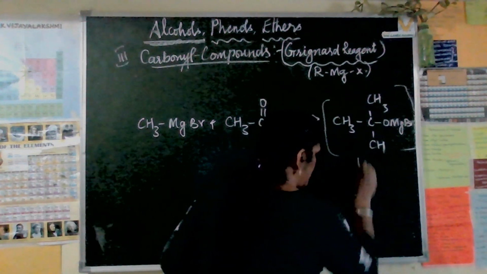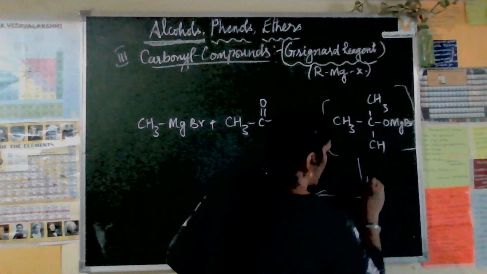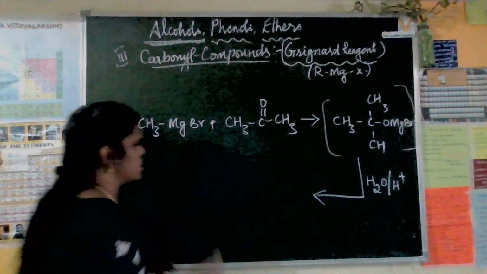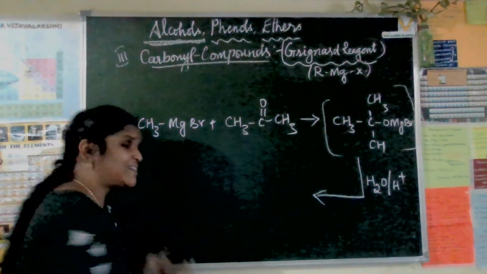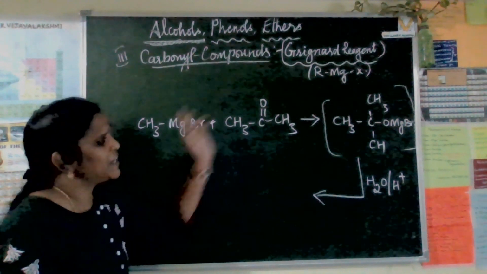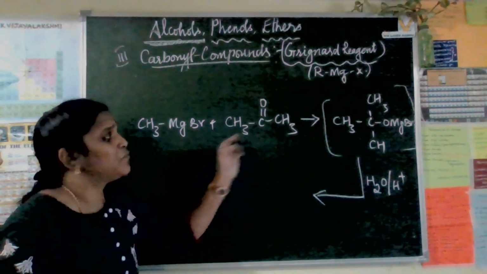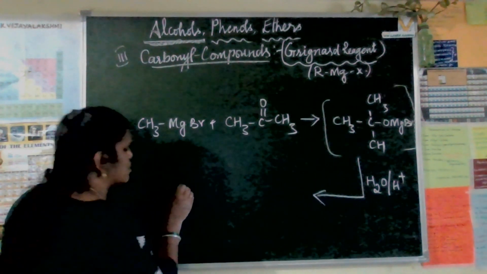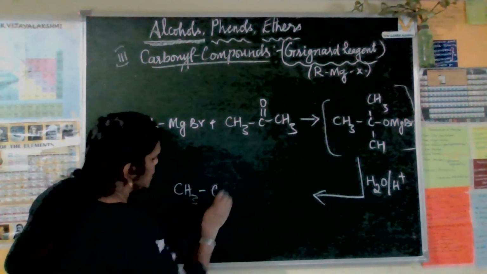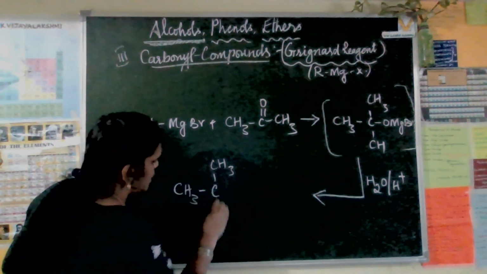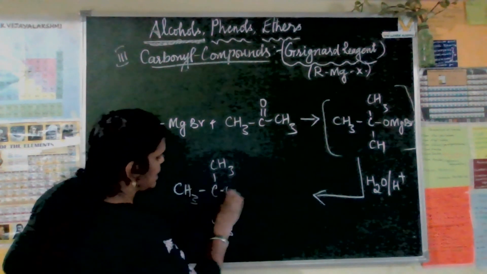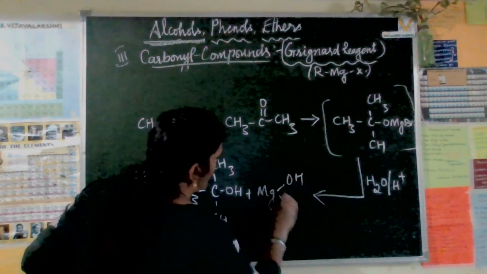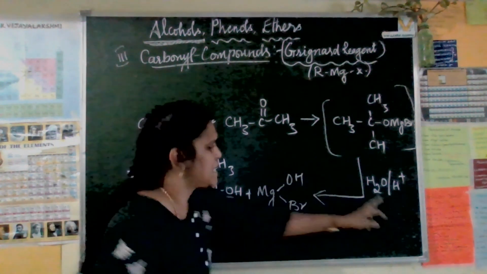Now this addition product goes through acid hydrolysis, H2O along with H plus. You are getting a tertiary alcohol. Whenever a ketone is there, the number of alkyl groups is more, so you will get a tertiary alcohol. So CH3, C, CH3, CH3, and OH, plus Mg(OH)Br. This is acid hydrolysis.